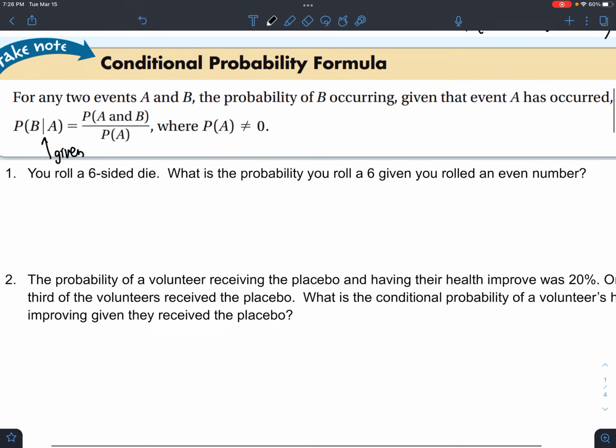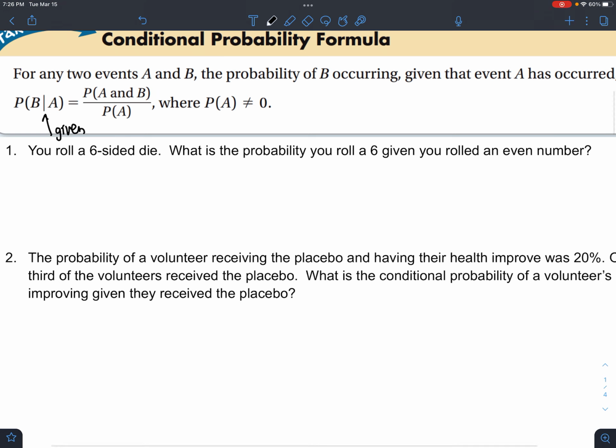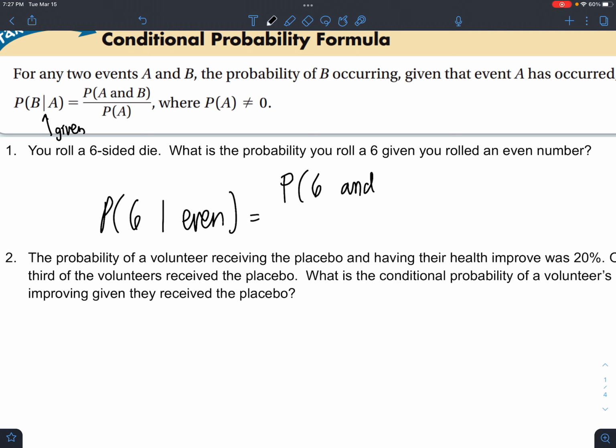Okay, so let's apply this to a new question. So you roll a 6-sided die. What is the probability you roll a 6 given you rolled an even? Okay. Well, the new formula says that when you have a conditional probability like this, you take the and divided by the probability of what was given. And that's how we answered those table questions. It's really the same formula.